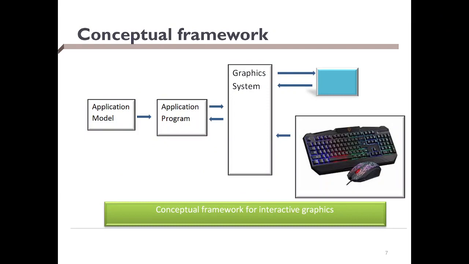Now, the conceptual framework of interactive graphics. We have the application model, then the application program, then the graphics system. The application program interacts with the graphics system, and the graphics system interacts with the output and the input. All input is interpreted by the program, then the input or output is passed through the graphics system. So this is the conceptual framework of an interactive graphics system.